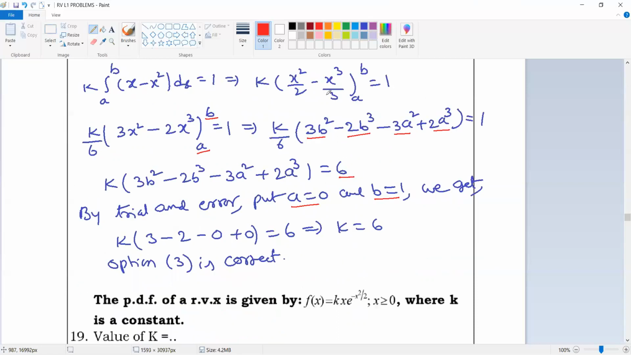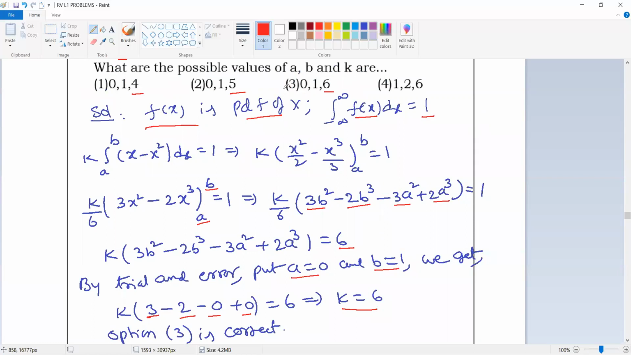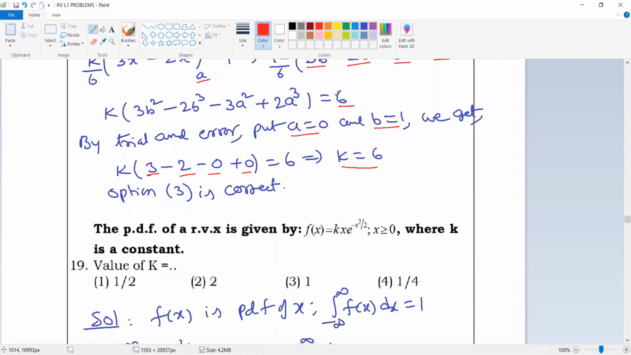So first of all, substitute a value 0 and b value 1 in the obtained equation. Now k into a value 0, b value 1, this is value 3, this is 2, and these are 0, 0. Now 3 minus 2 is equal to 1 here. So k into 1, k is equal to 6. So the suitable option is the third option: a value 0, b value 1, k value 6. This is the process to solve the problem.